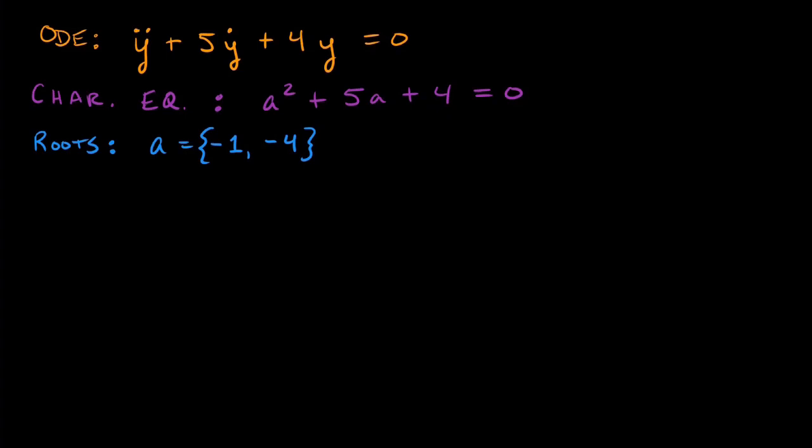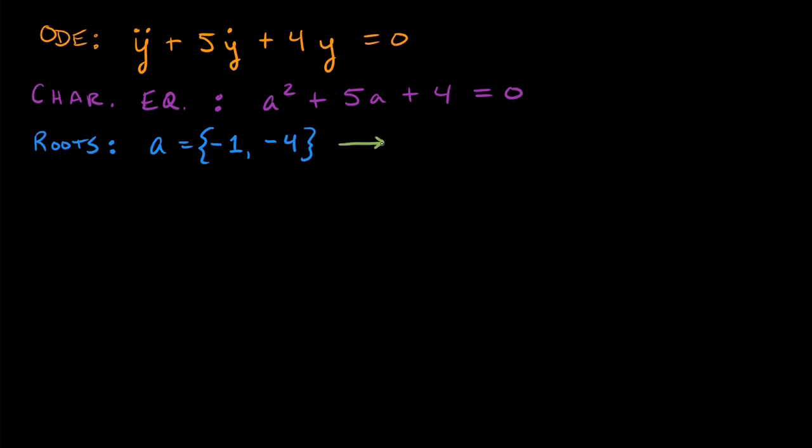Okay, so here I've rewritten the differential equation and the characteristic equation. The characteristic polynomial was the polynomial expression on the left-hand side, that was the a squared plus 5a plus 4. If we set that equal to 0, we have an equation, and that's the characteristic equation. And the roots of that equation are going to be -1 and -4.